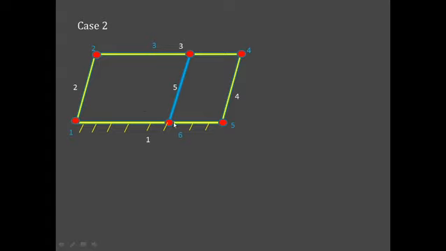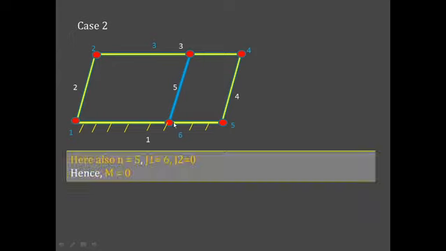In this case, because the values of parameters involved in Kutzbach equation, which are n, j1 and j2, are the same, again we will get mobility 0 by Kutzbach equation. But if we make a model of this kind of mechanism, by verification of that model we can find that the actual mobility or degree of freedom of such a mechanism is actually 1. So here our Kutzbach equation actually fails to give the correct behavior of this mechanism.